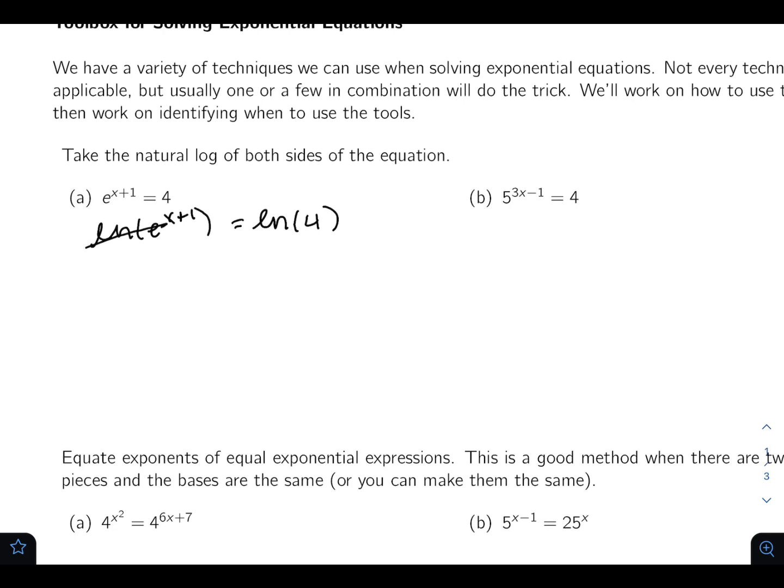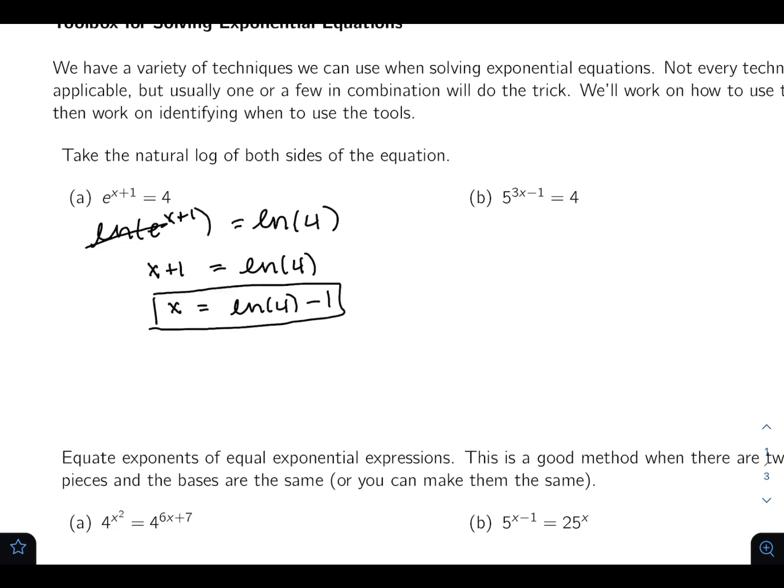and my cancellation properties of natural logs and exponentials say that those will undo each other, and I will be left with x plus 1 is equal to the ln of 4. The last thing to do to get x by itself is to subtract 1 from both sides, and I'll get that x equals the ln of 4 minus 1. And that's going to be my final answer.